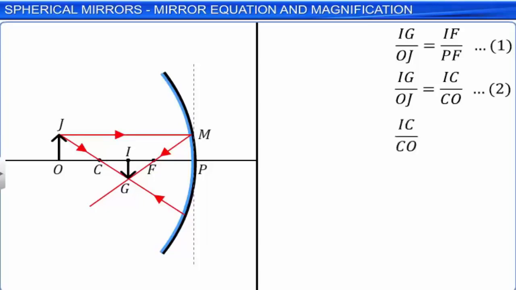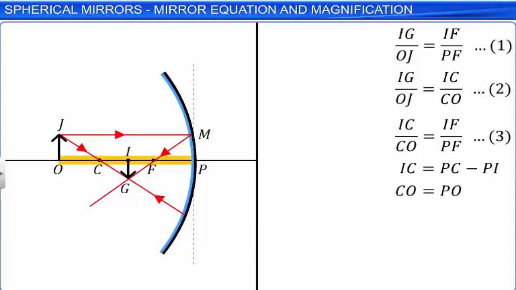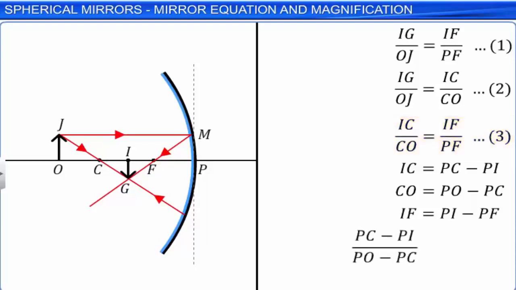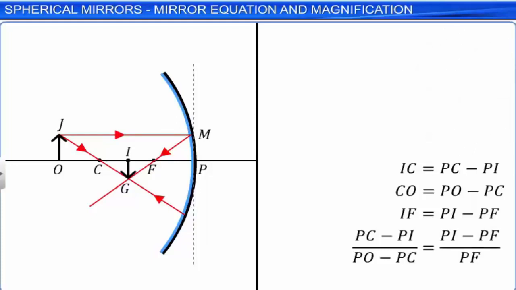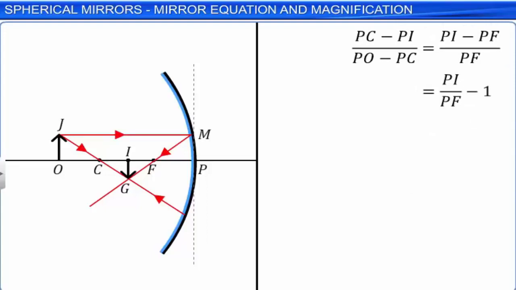But from the ray diagram, we can write IC is equal to PC minus PI, where CO is equal to PO minus PC and IF is equal to PI minus PF. Substituting these values in equation 3, we get PC minus PI whole divided by PO minus PC is equal to PI minus PF whole divided by PF, which is equal to PI by PF minus 1. On simplification, we get PI by PF is equal to PO minus PI whole divided by PO minus PC. Let this be equation 4.